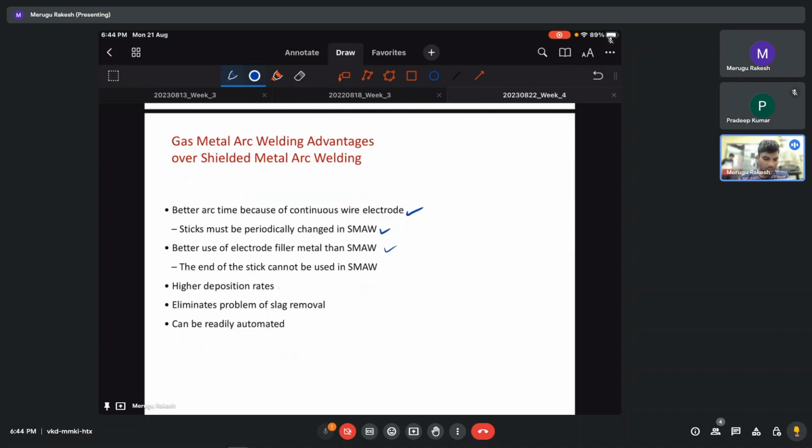We have very high deposition rates and eliminate problems of slag removal, and also the process can be automated. So these are the different advantages of MIG welding over shielded metal arc welding.